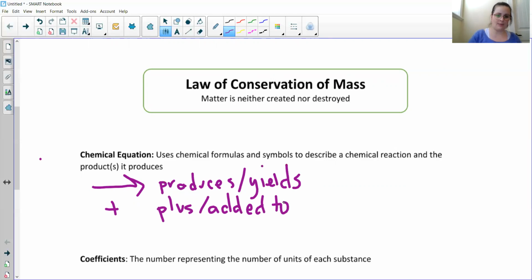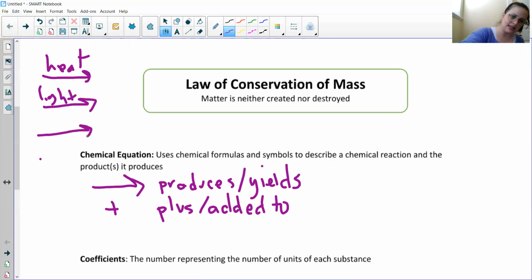All right. If you see an arrow and it has something like heat written on it, or an arrow that has light written on it, or an arrow that has elec, which stands for electricity, written on top of it, that just means that the reaction needs to have heat, light, or electricity added to it in order for that reaction to occur. I forgot to mention that with my first arrow.